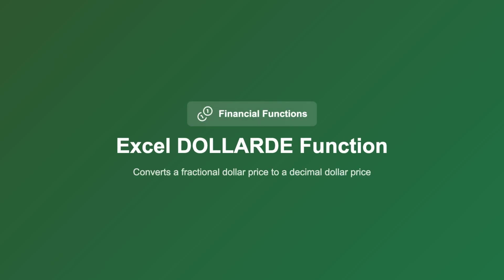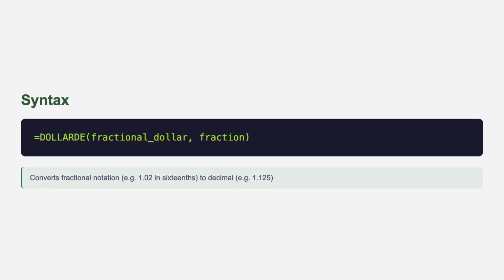Excel DOLLARDE function. This function converts a fractional dollar price to a decimal dollar price. It is used to convert the fractional notation common in security pricing to standard decimals. The syntax is DOLLARDE with two parameters, fractional_dollar and fraction. The fractional dollar is the number in fractional notation, and fraction is the denominator to use.